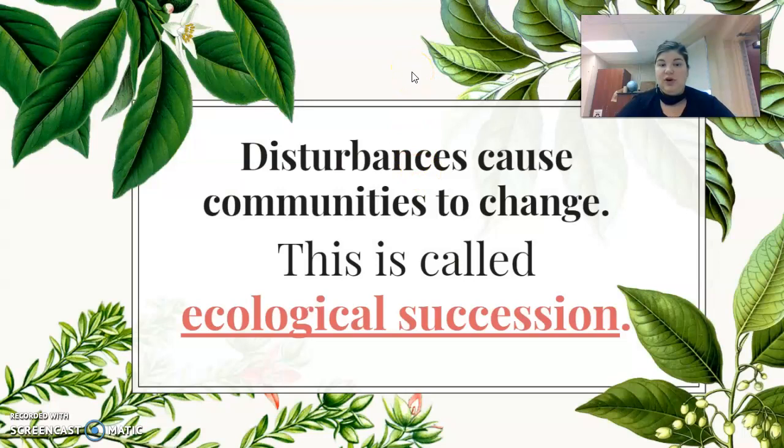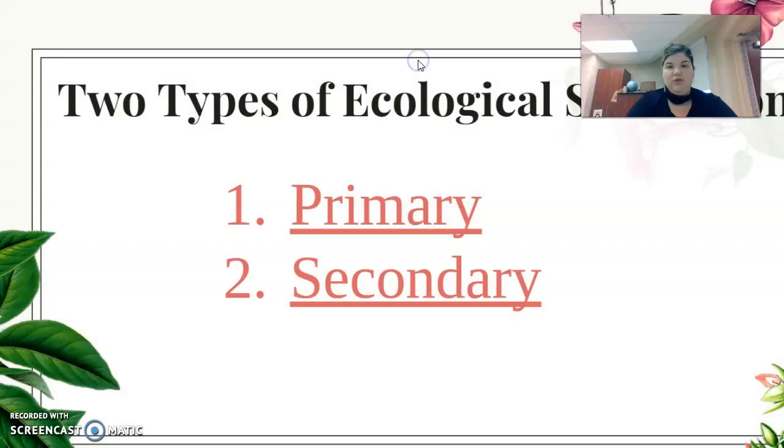Okay, so disturbances cause communities to change. This is called ecological succession. So that is our main topic. Communities are changing. They want to move back to their natural state. There are two types of succession, primary and secondary.